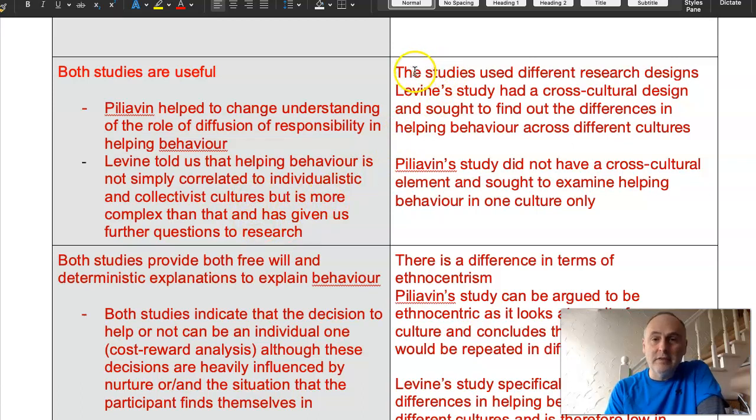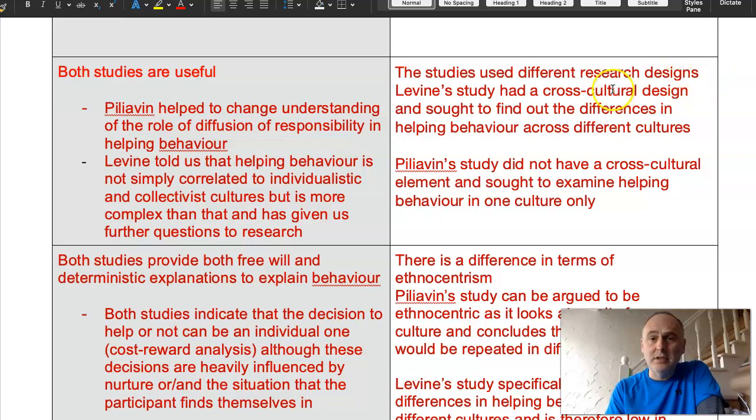Okay, let's have a look at the difference then. So the studies used different research designs. You just got to be really careful. Make sure you don't talk about the aims of the studies so much. They're not really particularly applicable when it comes to differences and similarities, but you certainly can talk about design. So you could have talked about the design in terms of independent measures or repeated measures, whatever it happens to be. Independent measures in each one of these, and that could have been a similarity, couldn't it?